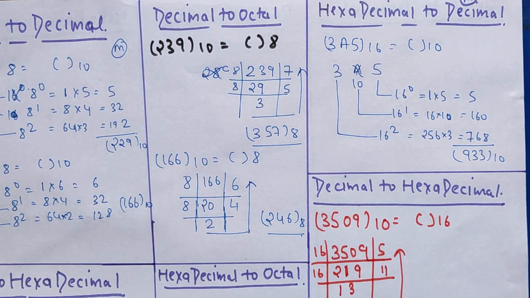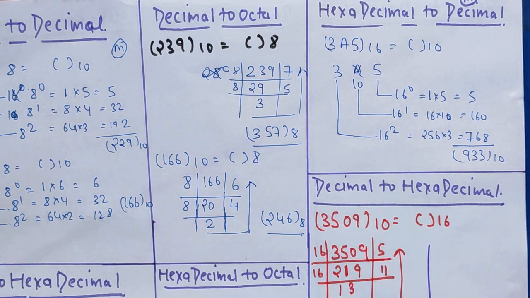Okay, and students, we know that I cannot write 13. In place of 13 I will write D, and in place of 11 I will write B, and 5 will be like that. So it will be the representation of hexadecimal. Okay, I have already told you that we cannot write 10, 11, 12, 13, 14, 15. We will replace these numbers by A, B, C, D, E, and F.